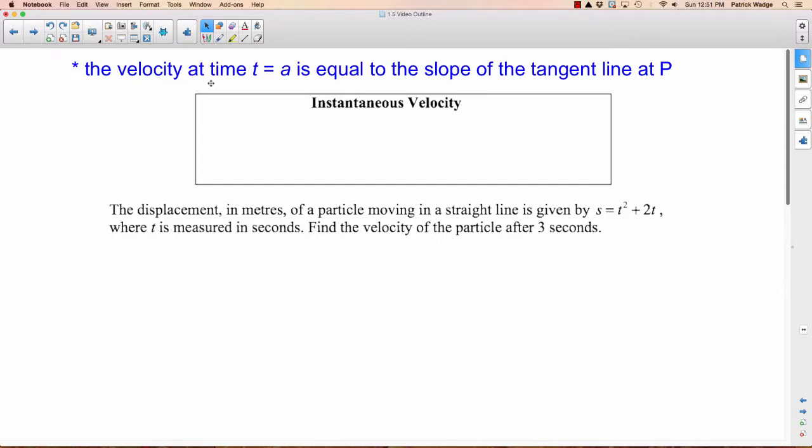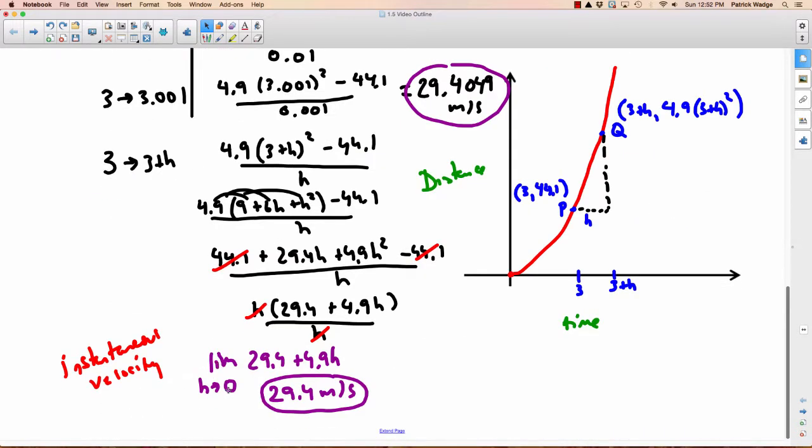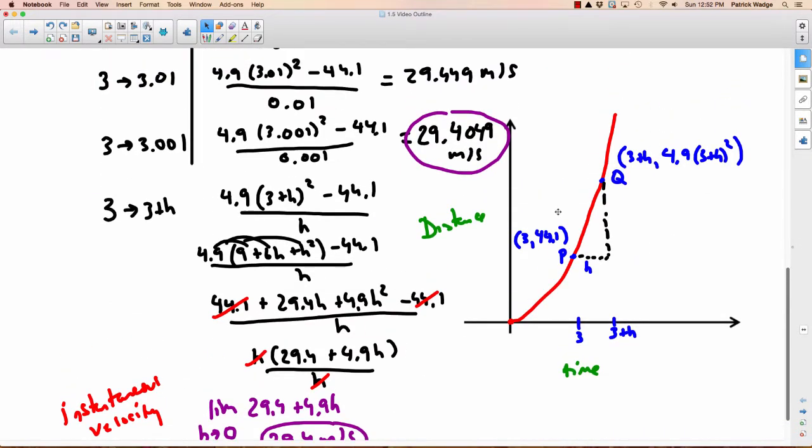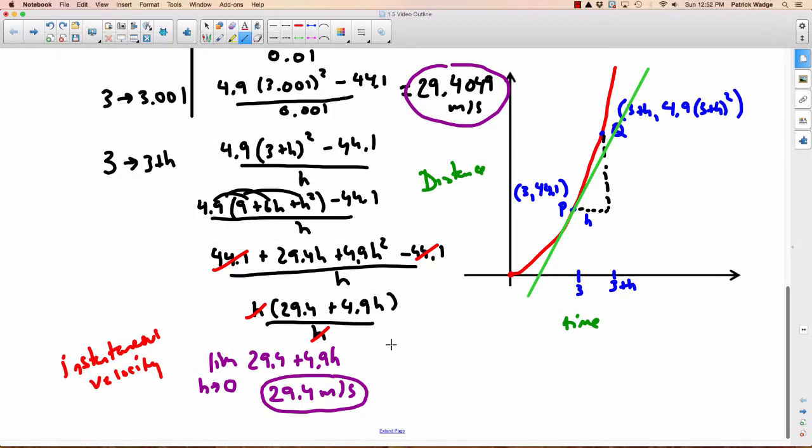So I'll just say that here. The velocity at time t equals a is equal to the slope of the tangent line at P. In this case, a was 3. That was the time we were interested in. And what we found by using our limit, as h approached 0, was actually the slope of the tangent line through P. The tangent line would look something like this. The slope of that green line there would be 29.4, and that's exactly the same as the instantaneous velocity.